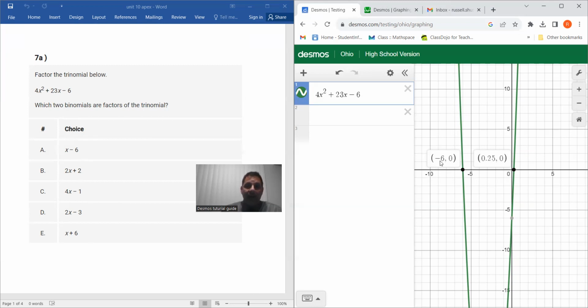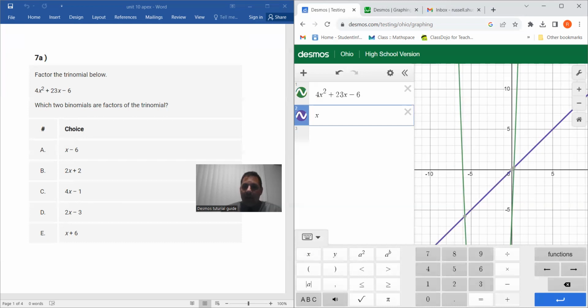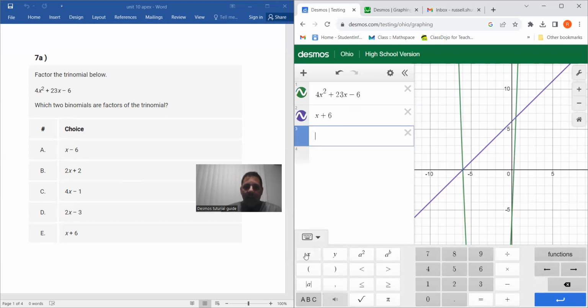Now again, -6 is a 0, so x plus 6 must be a factor, but let me show you. If I plug x plus 6 in, notice how it crosses the x-axis at the same place the original trinomial does. That's a key indicator that x plus 6 is one of the factors. Now, which one of these also goes through there? So if you were looking for the one that crossed, I'll just leave that one up. If you're looking for the one that crossed at the other location, it isn't that one.